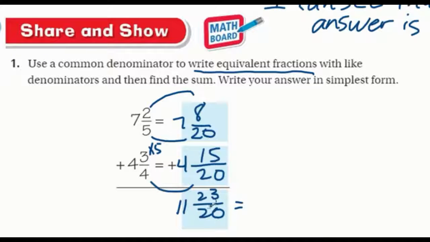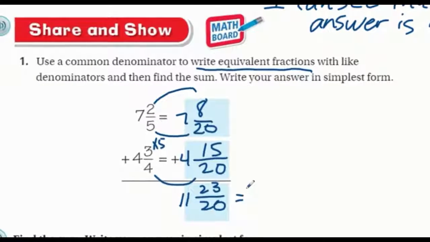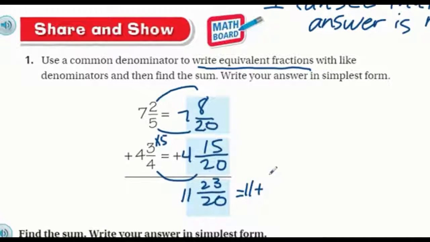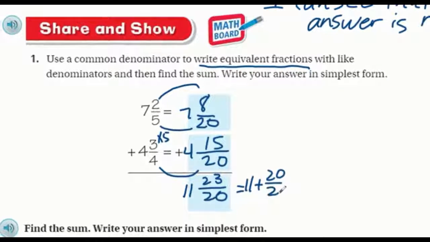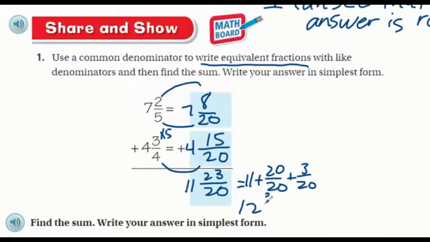The problem with this one is I already have a whole, right? 20/20 is another whole. So I could rewrite this. You could write it different ways, but I'm going to write it this way so you can see what I'm doing. There's my 20/20. There's 3 left over up there. Okay, so that way I'm going to get 12 and 3/20. Woohoo! Oh my goodness.